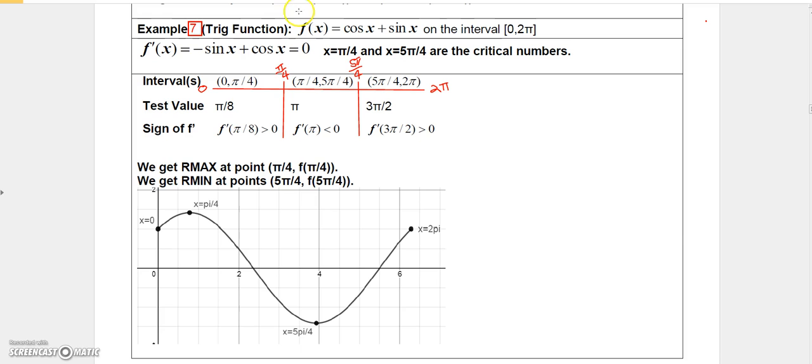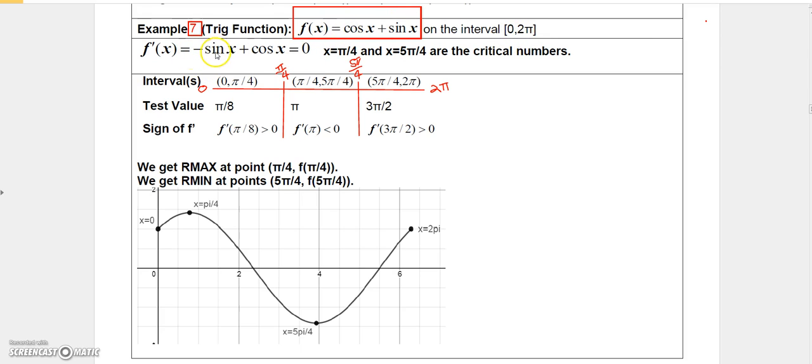The next example is cosine x plus sine x, and again I'm looking at this on the closed interval 0 to 2 pi. So you'll see when I finish this, I'll actually talk about the endpoints this time.